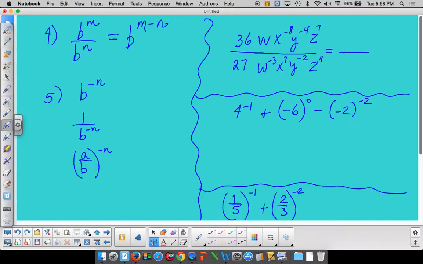Now this one I put an extra piece in here. I have a 36 and a 27. Those are just coefficients out front. So those, treat them like it was a simple fraction. How would you reduce 36 over 27? Well, they're both divisible by 9, so they could reduce down to 4 over 3.